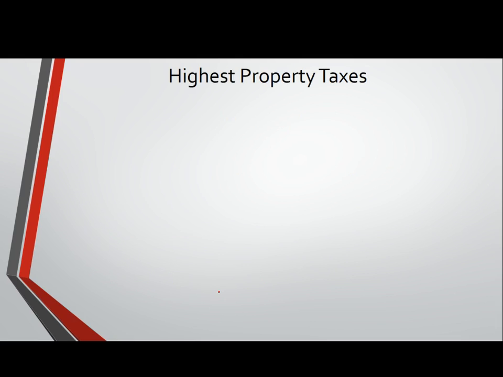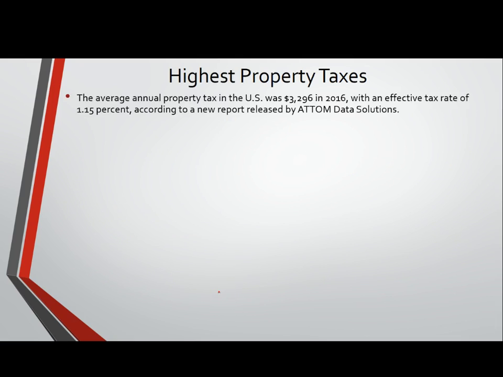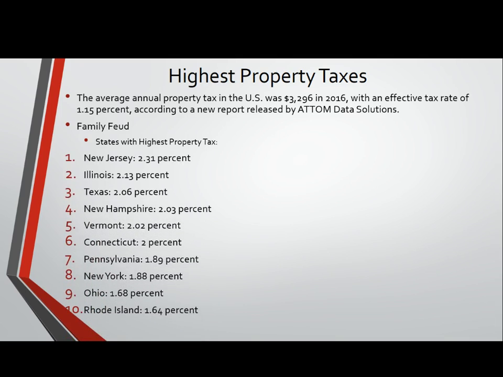Okay, so highest property taxes, in case you're curious. The average annual property tax in the U.S. was $3,296 in 2016, with an effective tax rate of 1.15%. I'm not going to do that, but the states with the highest property tax are these 10. So you'll notice New Jersey has the highest property tax nationwide. If you live in one of these other states, you probably have pretty high property taxes, relatively speaking.